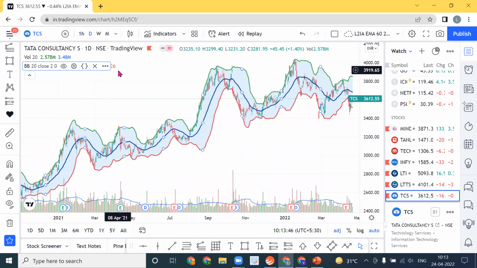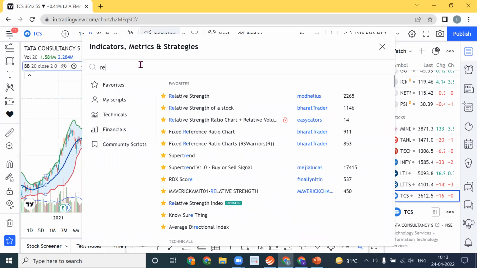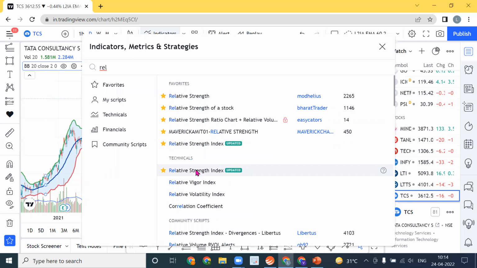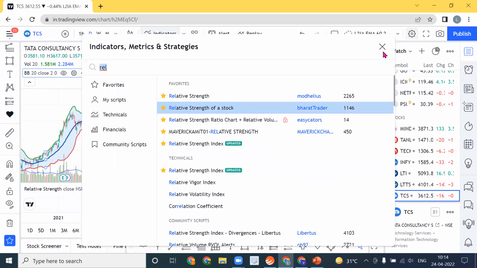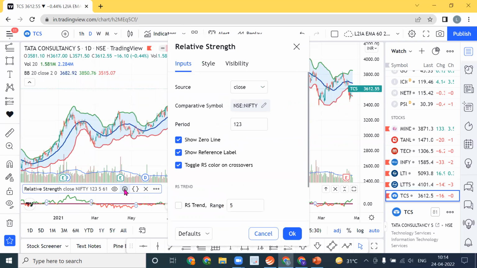So I added one indicator. Now I'm allowed 2 more because it is a free site. I have not paid anything. So now I'm taking relative strength. Relative strength, I'm taking this Bharat Trader. Okay, here it has come down. Now I go to the settings and I click here. I don't want to see this reference label, so I remove this.